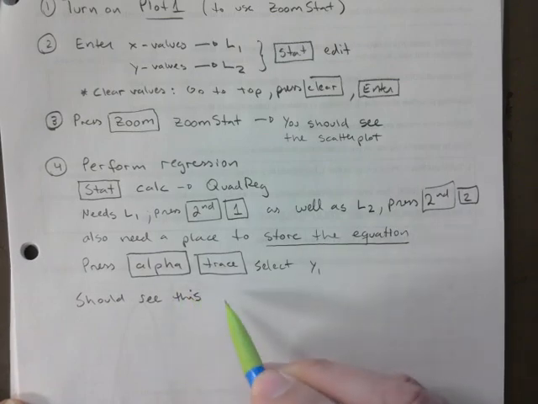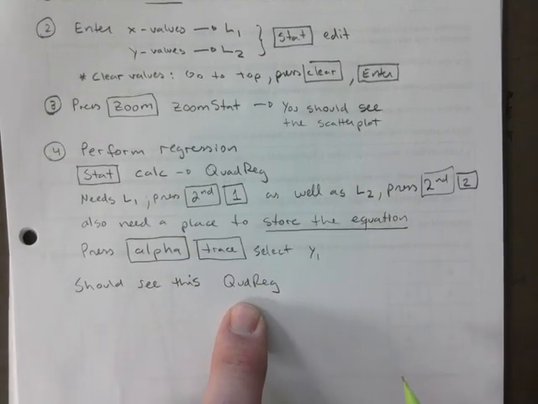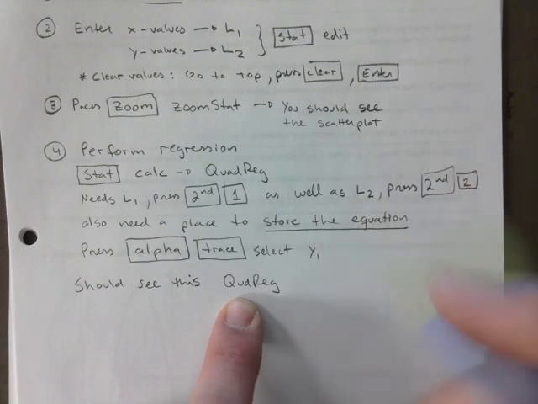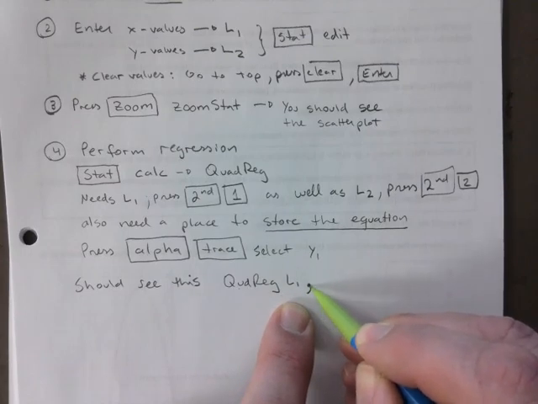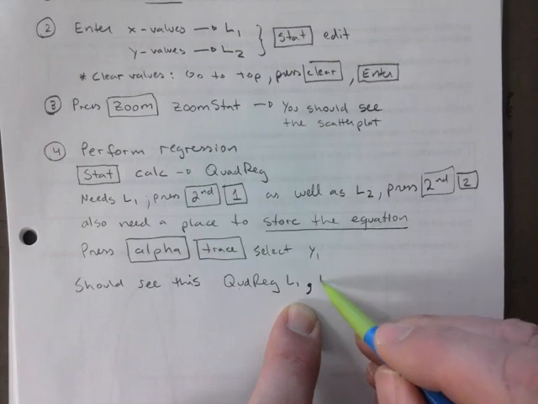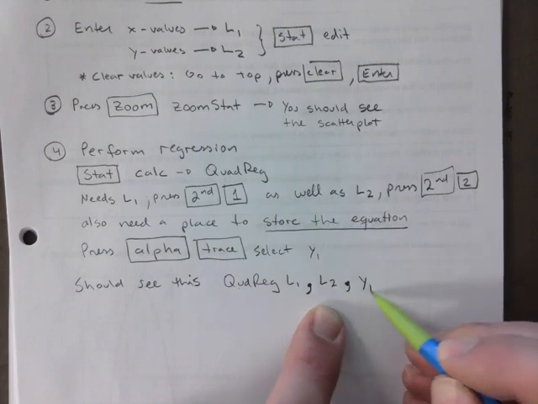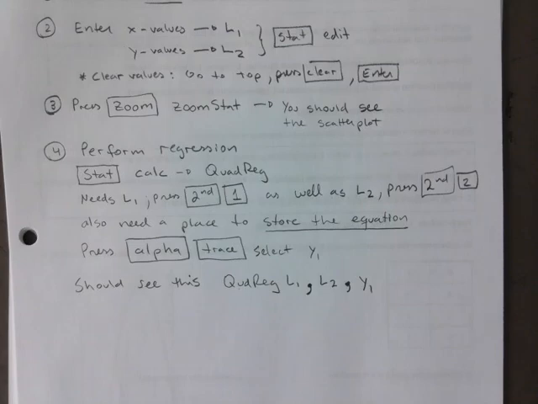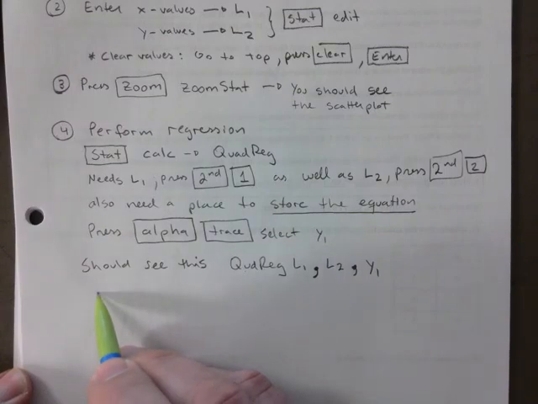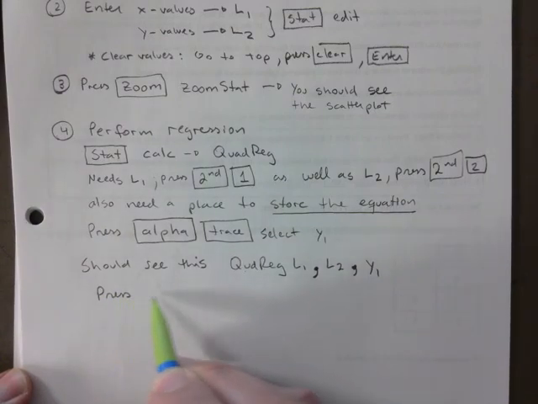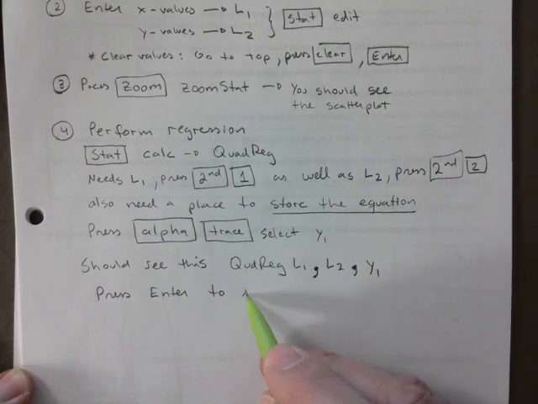Okay, you should see this. On your home screen, if you did this correctly, you should see quad reg, L1, big comma like this, actually, because you're going to actually press that, L2, big comma again, Y1. Okay. Press enter to see the equation.